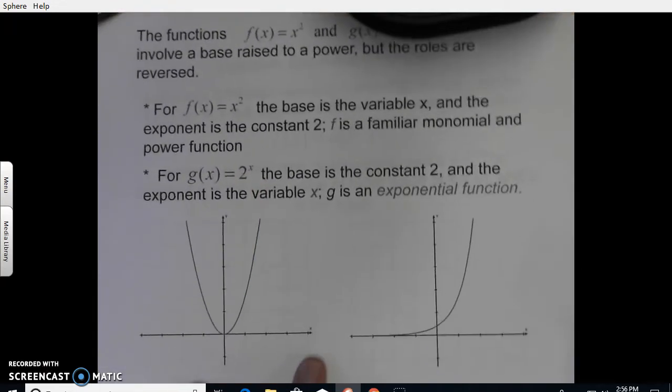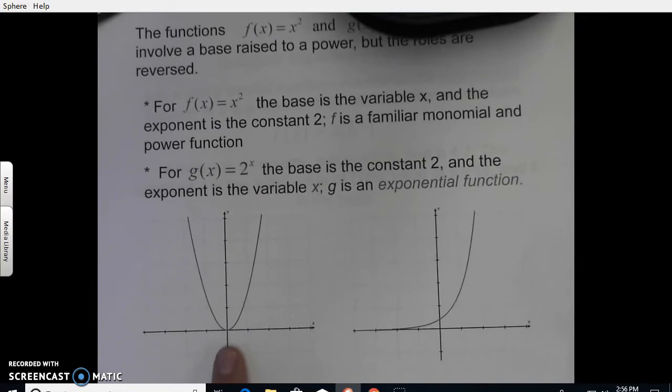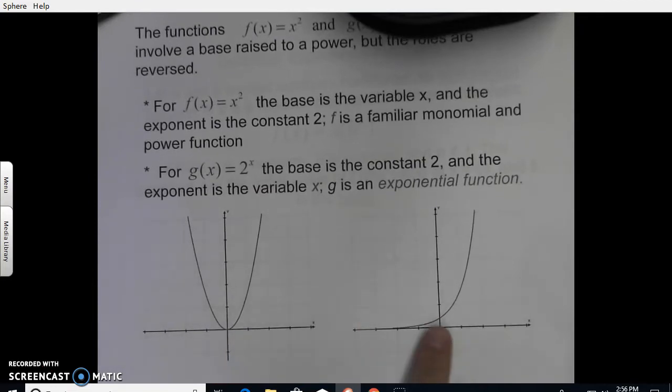These are the two different graphs. Here we have y is equal to x squared, and here we have the exponential function 2 to the x power.